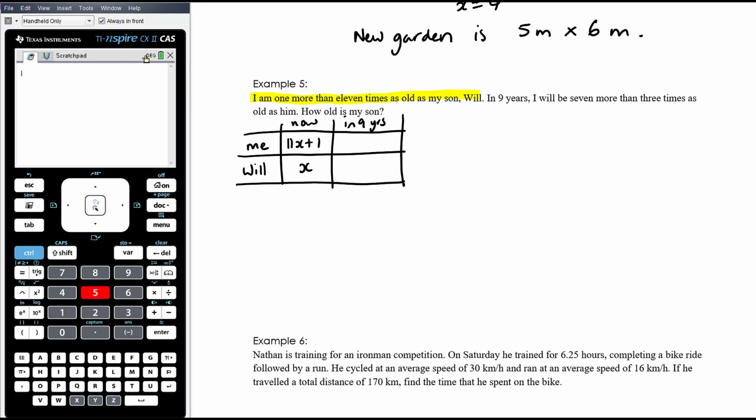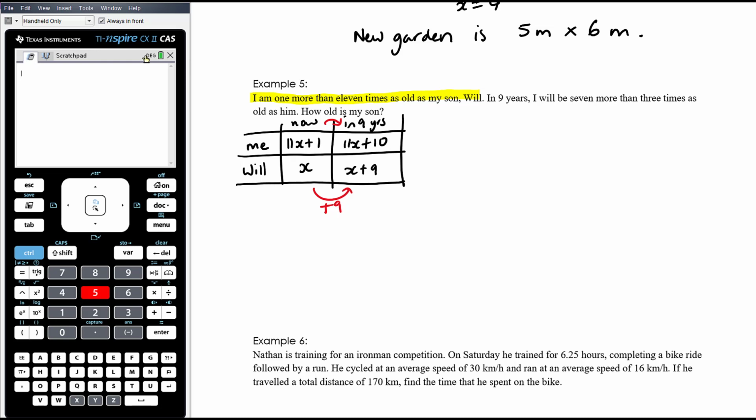Now I advocate at this point, forget the second sentence. The second sentence is what we're going to use to make the equation. We should be able to fill in the table. Once we've filled in one column of the table, we should be able to fill in the other column, because to get from now to in 9 years is adding on 9 years. So if Will is currently x years old, in 9 years' time he'll be x plus 9 years old. If I'm currently 11x plus 1, I'll be 11x plus 1 plus 9, so that is 11x plus 10.